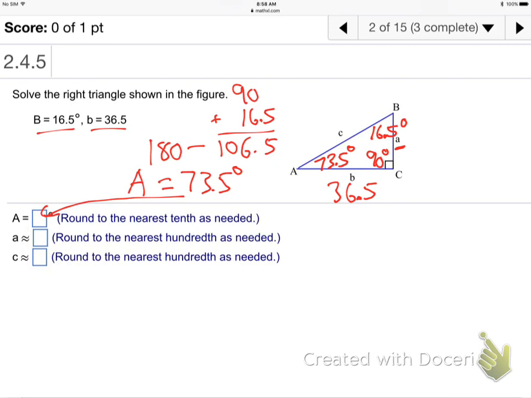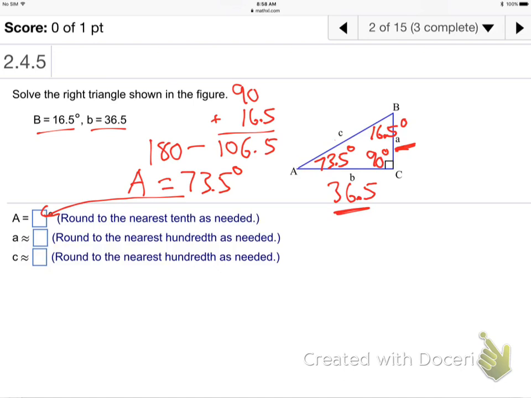Okay. So anyway, if I want to find little a here, then I want some relationship involving the little a and the 36.5, right? I don't want to use the little c because I don't know that. I can't solve an equation that has two things I don't know. Am I making any sense?